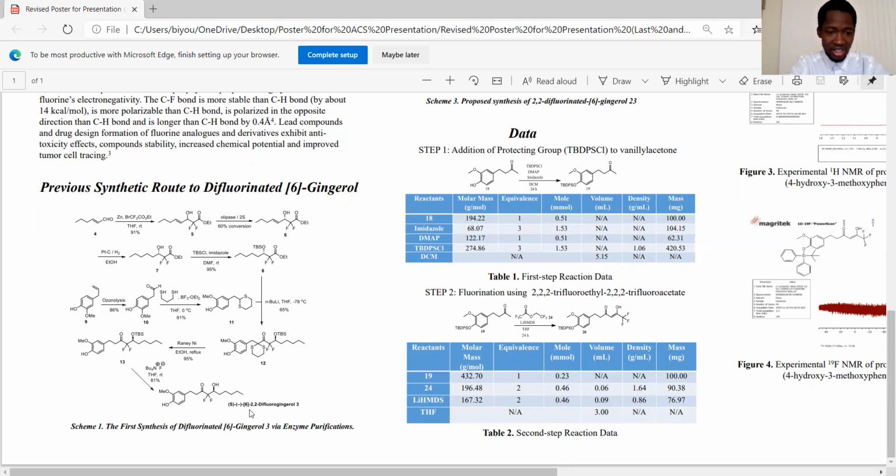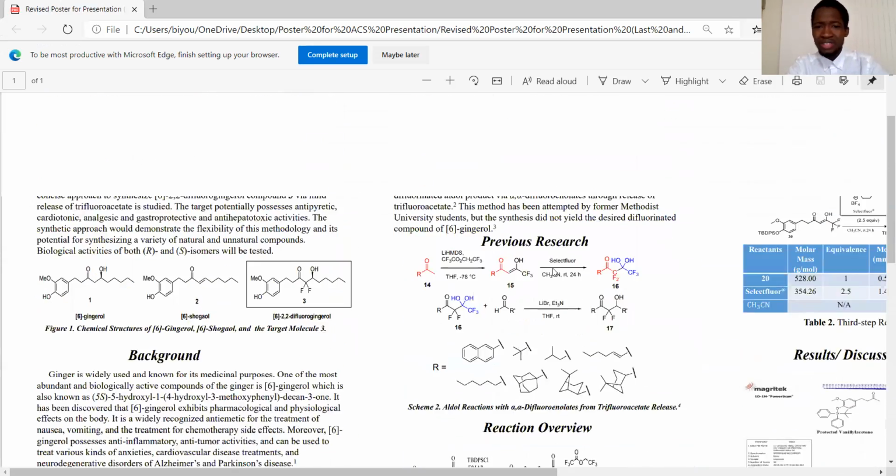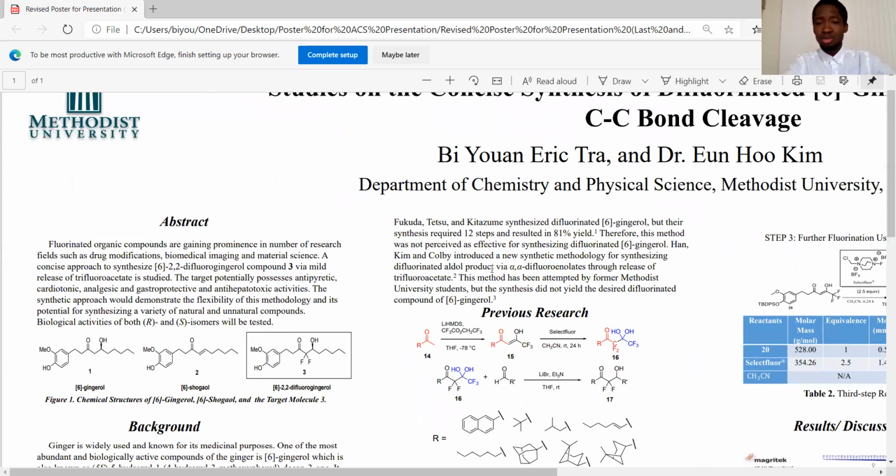They went through a lot of steps to synthesize the S 2,2-difluorogengerol compound, which is this S form of 2,2-difluorinated cisgengerol. But it was found that even though they were able to synthesize it in 81% yield, this route of synthesis was not efficient enough. The steps are way too long to be able to synthesize this compound.